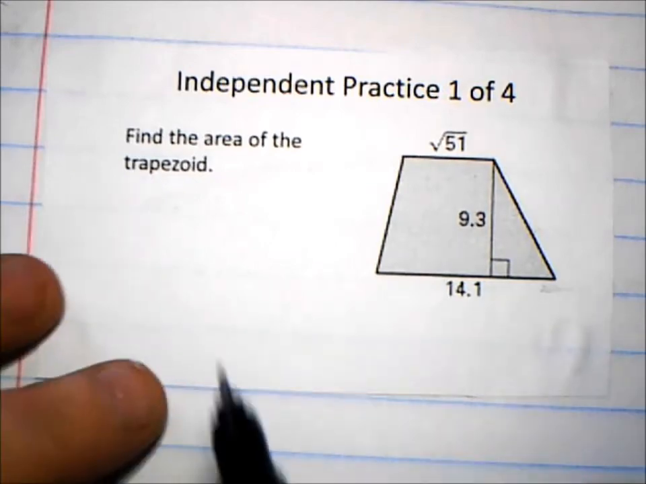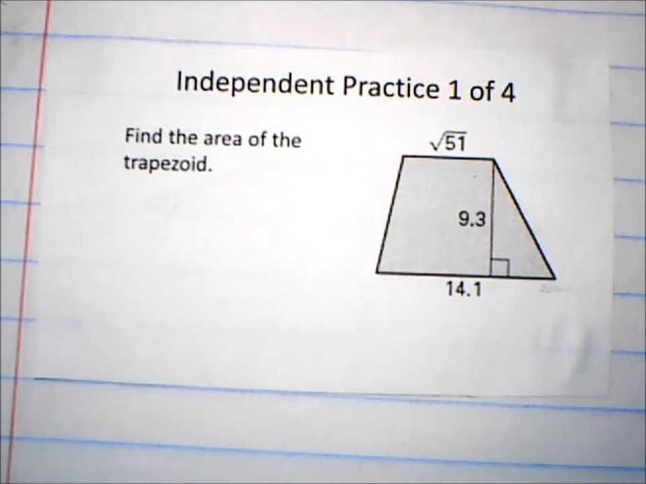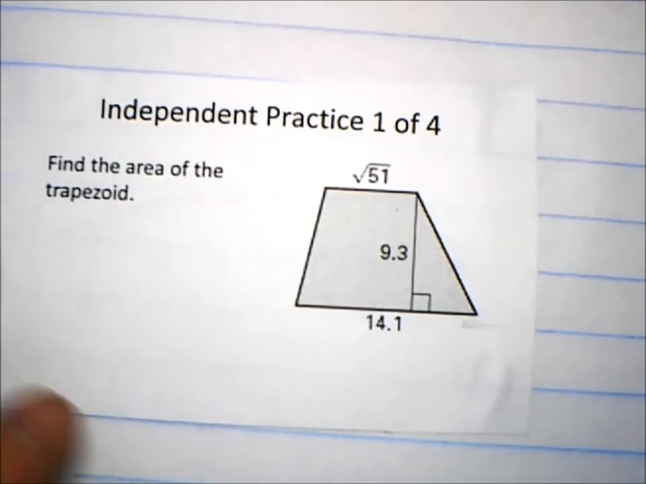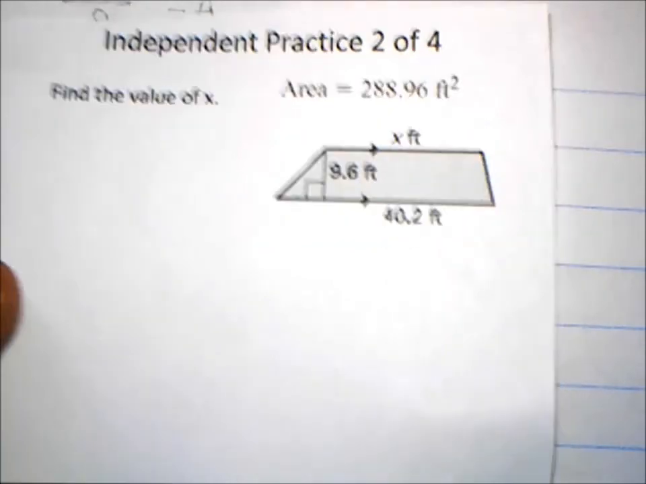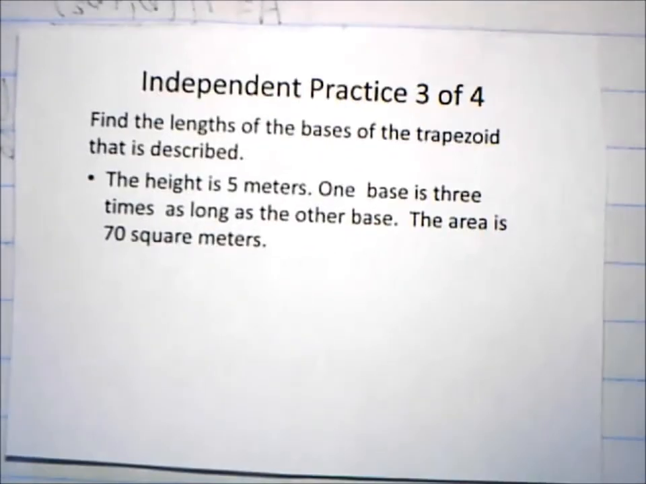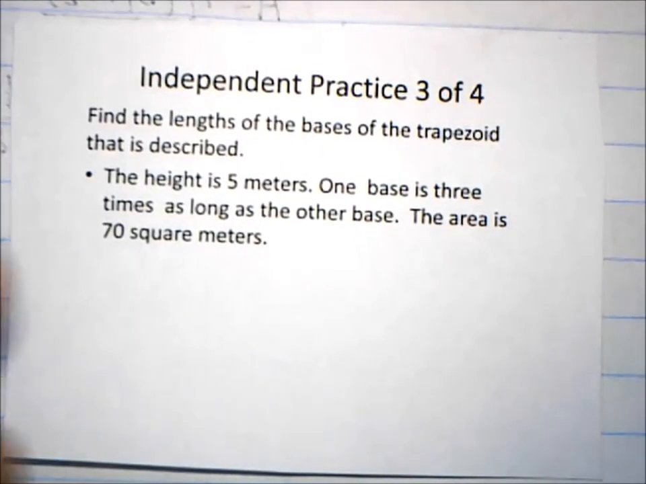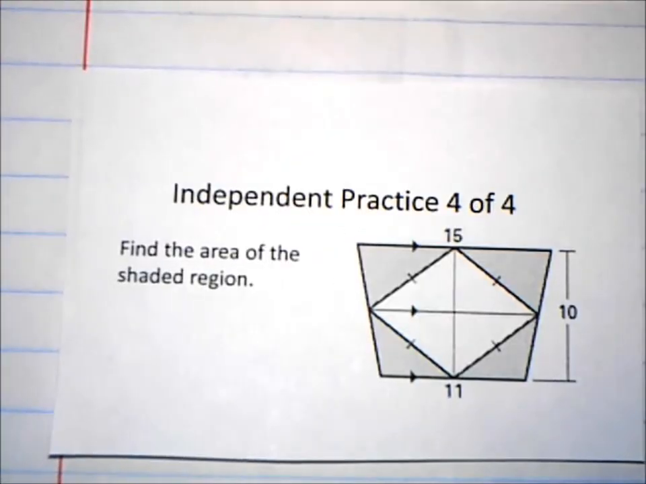Okay, here's your independent practice number 1. Find the area of the trapezoid. Here's your picture. Once you copy down and work it. Here's your independent practice number 2. I want you to copy it down and work this one. Here's number 3. I want you to copy it down and work number 3. And then there's number 4. I want you to copy it down and work it.